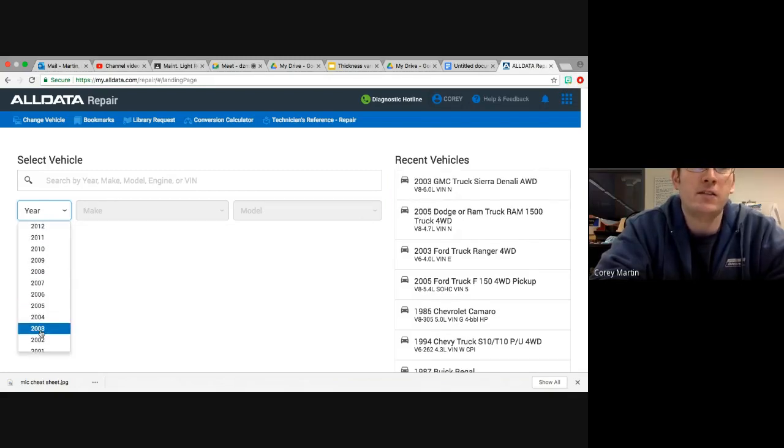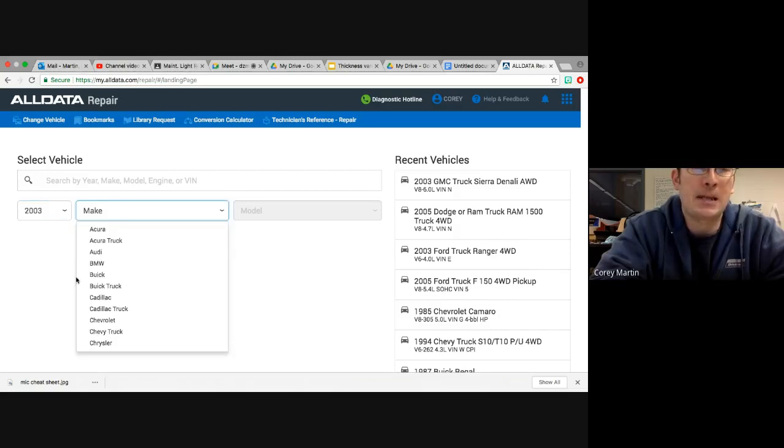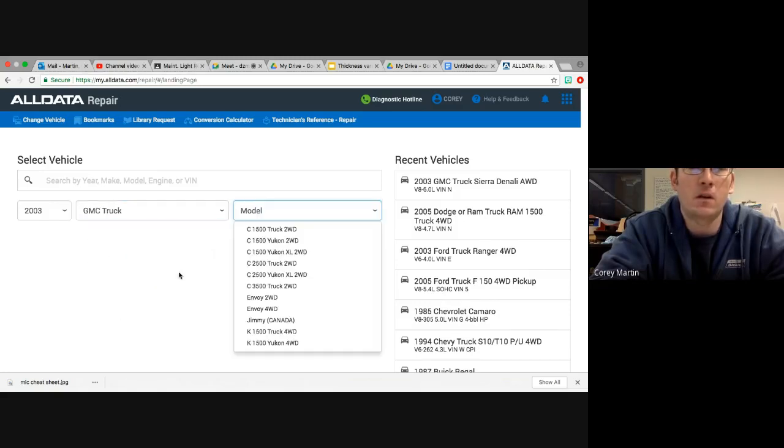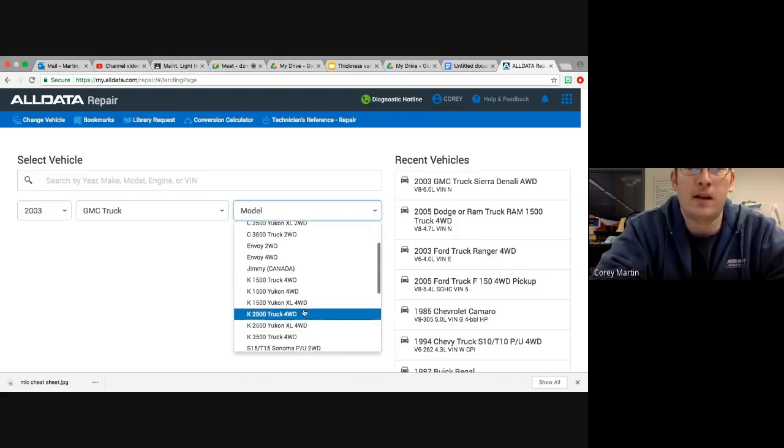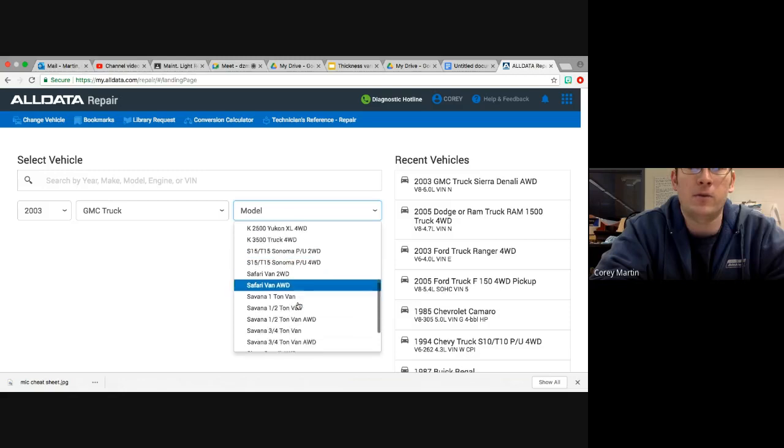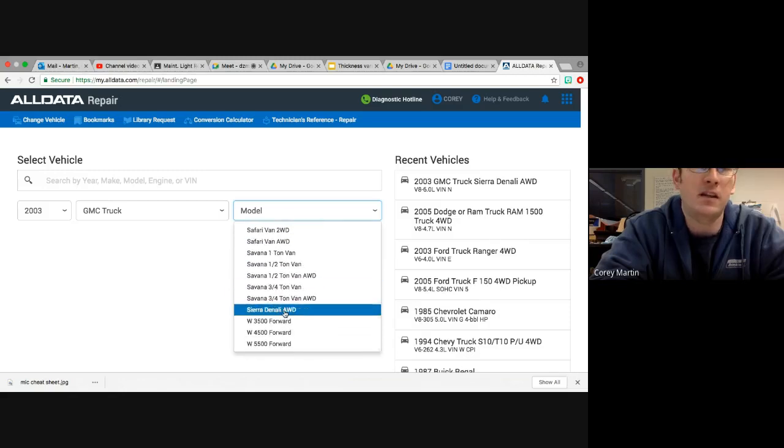So 2003 is the year model of this vehicle. And now the make, GMC is who makes the Yukon. And now we're looking for the Denali option. This is actually a Denali Yukon, but they don't offer that option for whatever reason. So we're going to go down a little bit further, and we've got Sierra Denali.